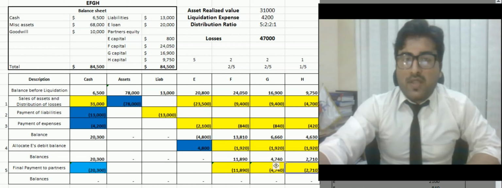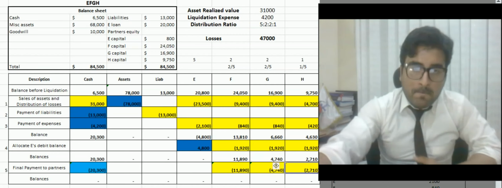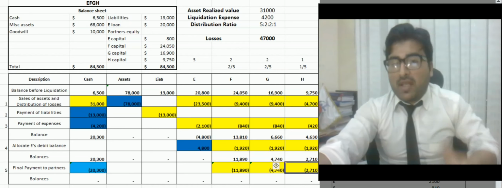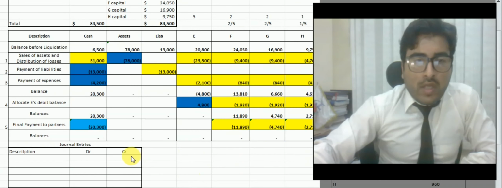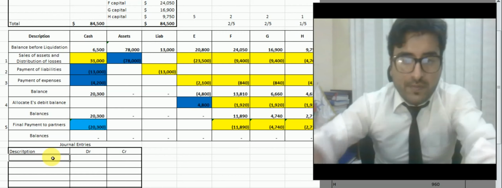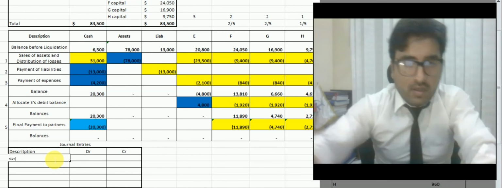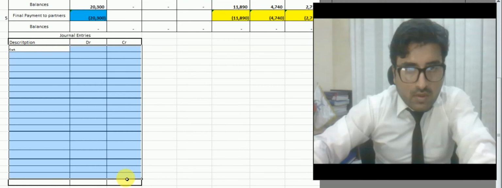So look, this was the transaction. Now we can quickly record it in the journal. You can make journal entries for this. Okay, I have to do it. What we are doing here is just the past transactions. So look here, we have cash. Cash is how much? In the first transaction, the cash debited, how much? 31,000. So write cash debited.